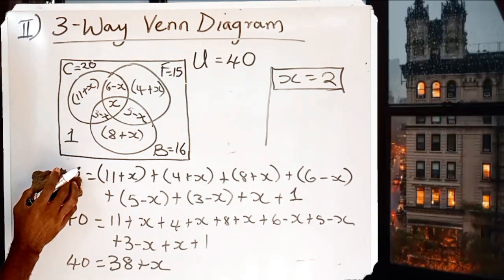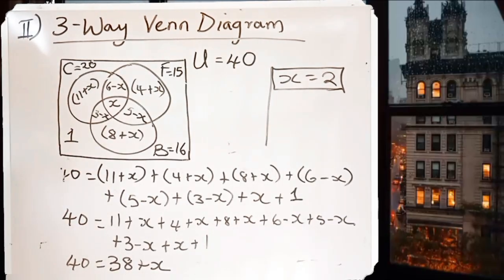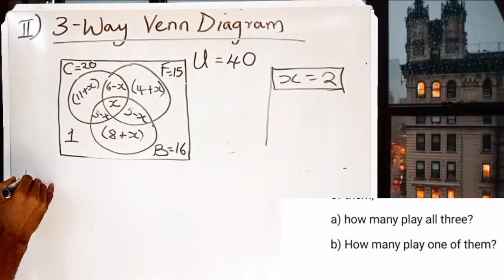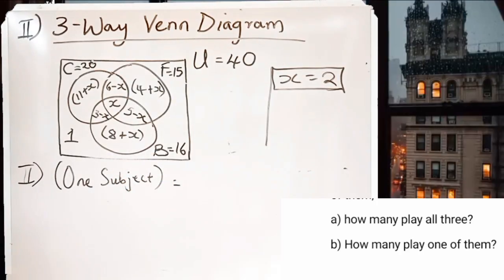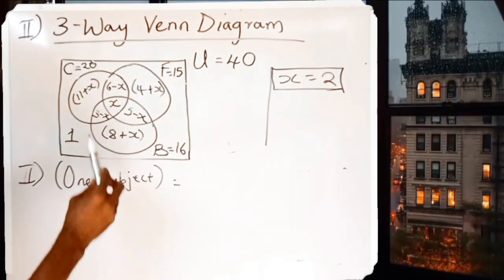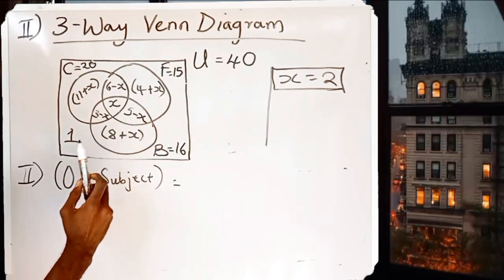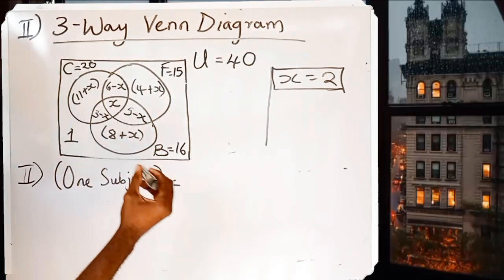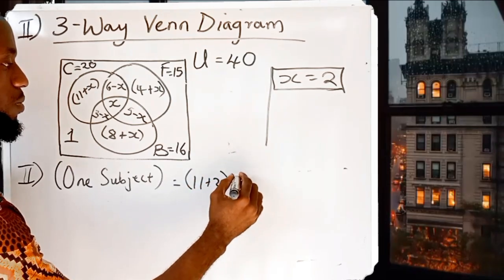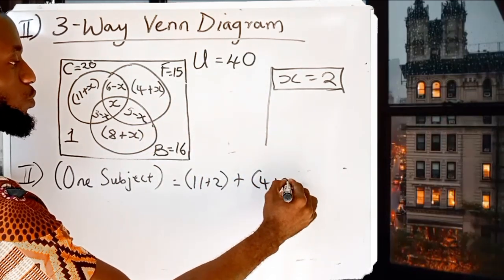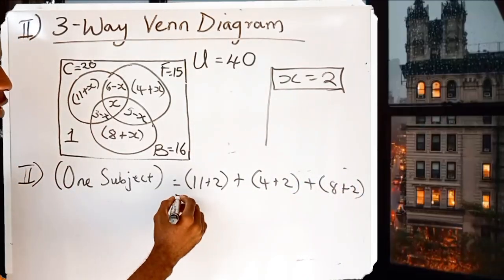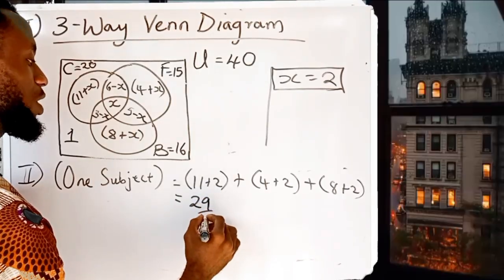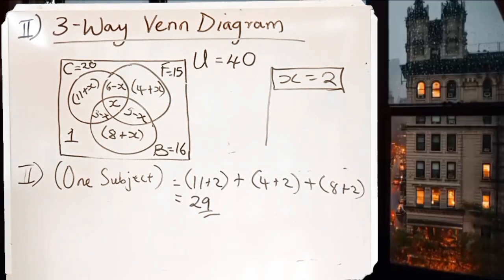This next question could follow immediately; they could ask you to calculate the number of students who offered one subject. One subject would then be those here, and those here, because those are all the people with one subject. So let's quickly do it. It means 11 plus the 2 added to here, 4 plus the 2 added to this, 8 plus 2. So that gives us 29. So 29 students offered single subjects, one subject only.